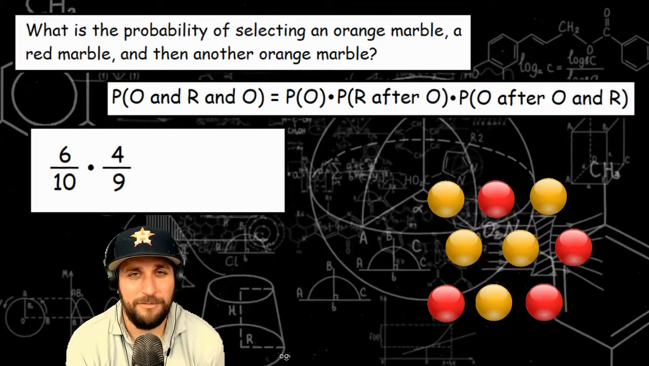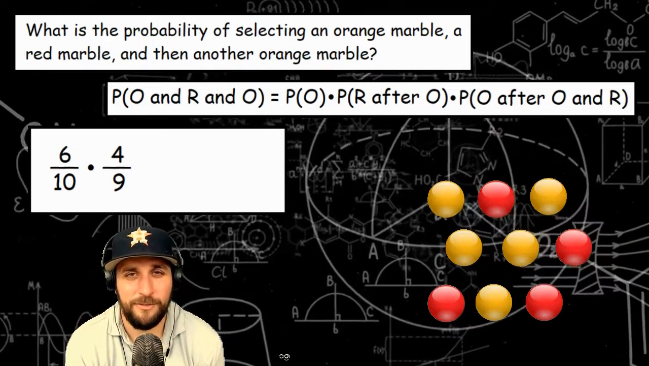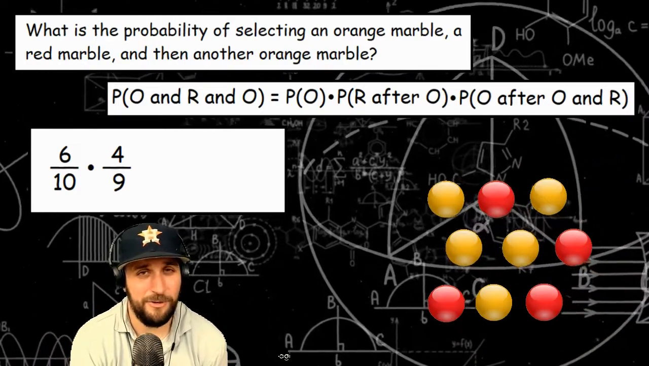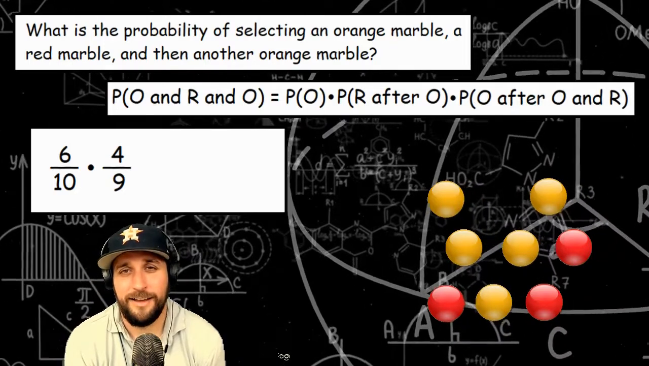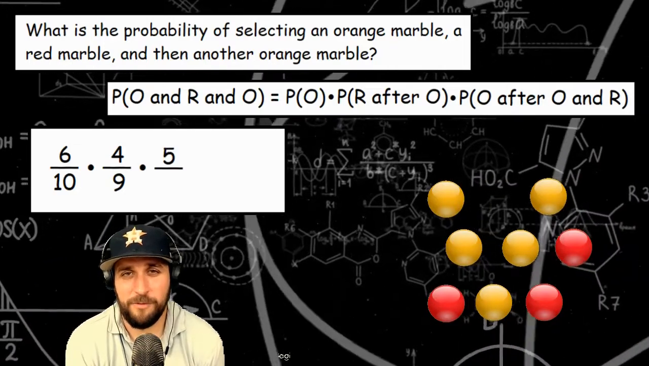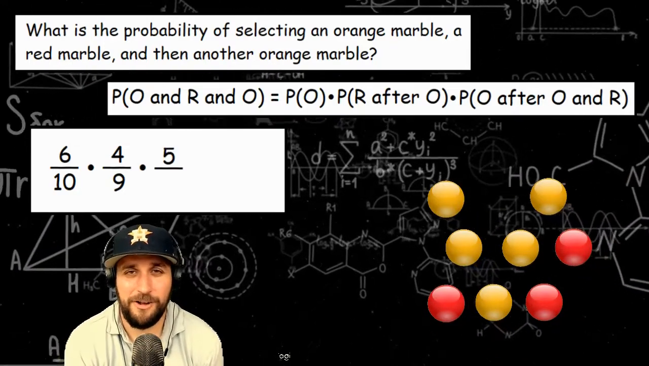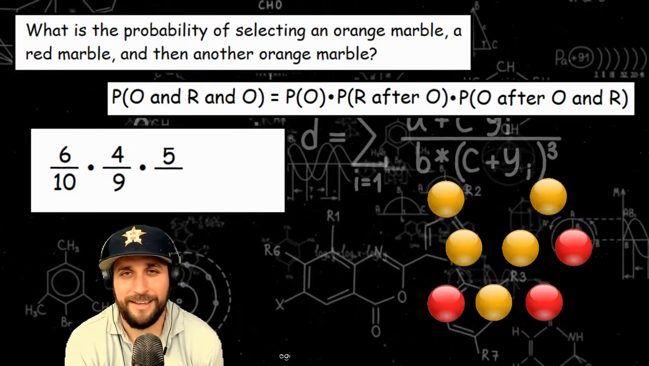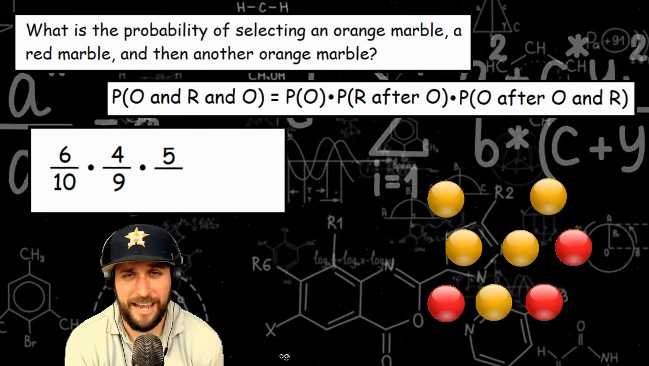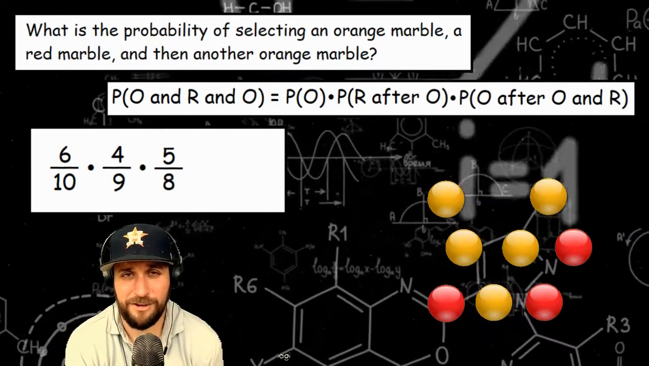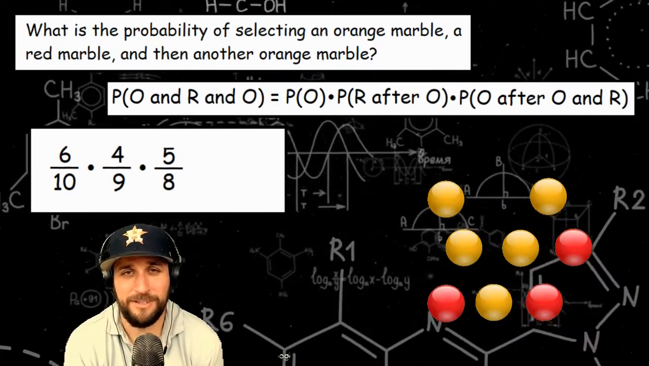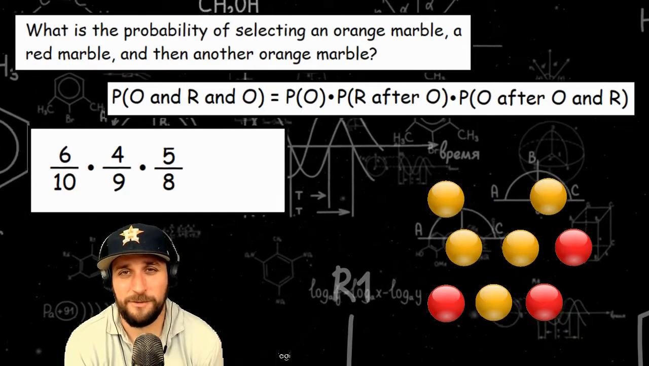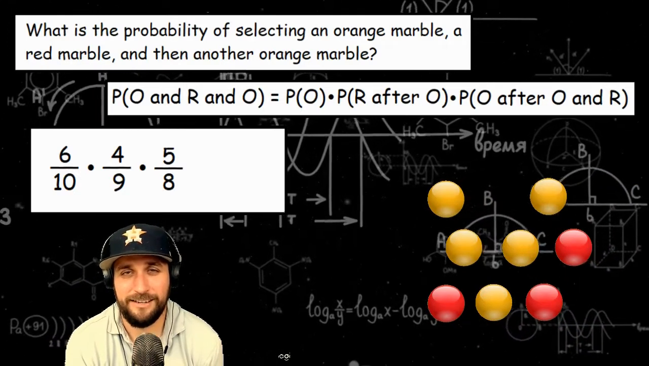Lastly, we want to find the probability of drawing another orange marble, assuming I already drew an orange and a red. So now there's only 5 orange marbles left in my bag. On the first draw, I picked an orange and took it out. So instead of 6, there's only 5. And then in my denominator, there's only 8 marbles left in the bag because I already took out 1 orange on my first pull and 1 red on my second pull. So it's 5 over 8.